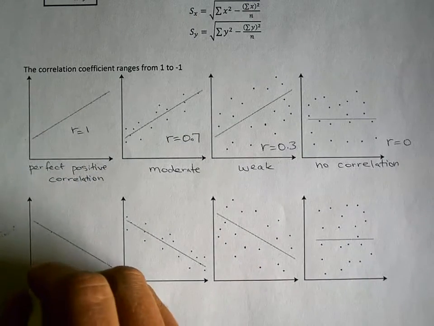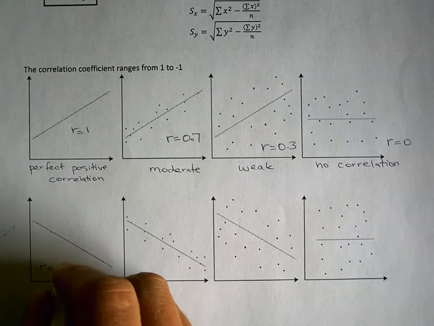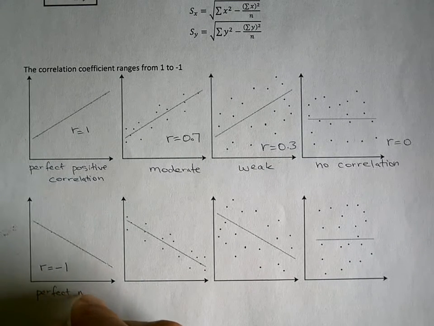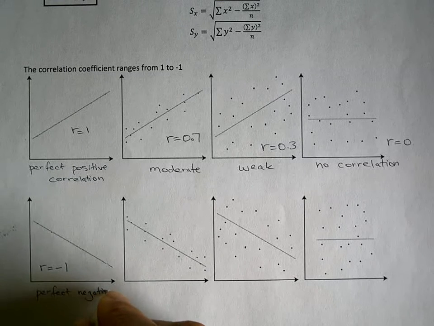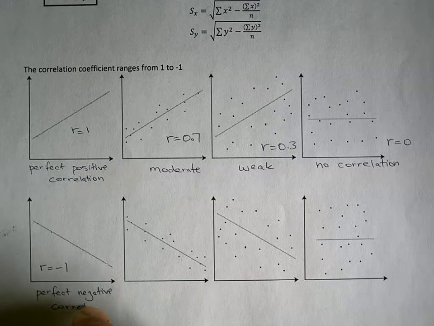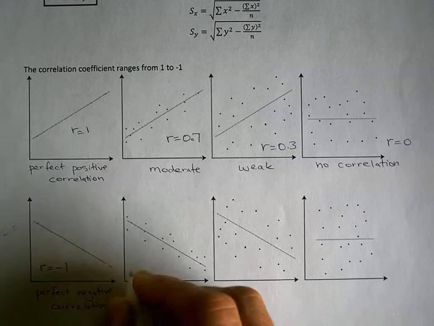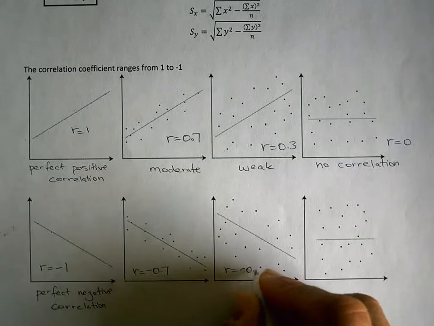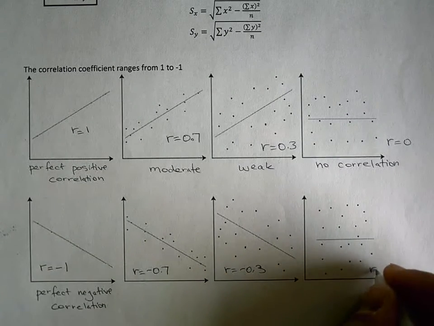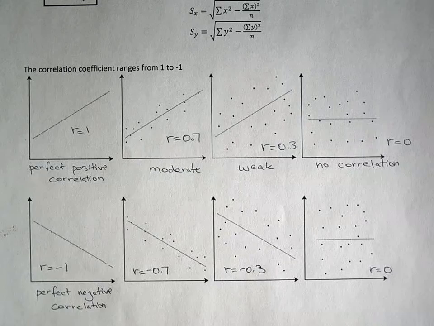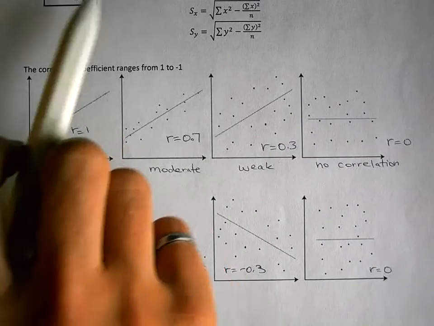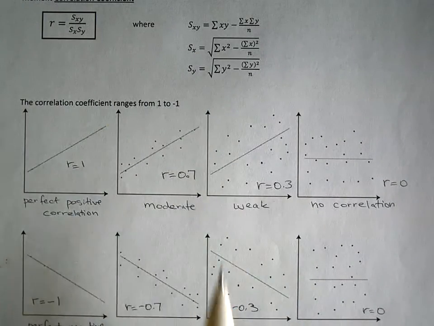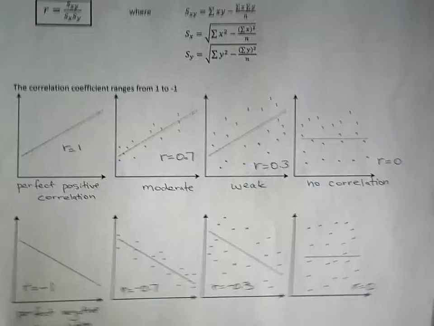Similarly here, remember R can go from -1 to 1, so if R is -1, that's a perfect negative correlation. And then we see the same sort of range. So this is a moderate, this is weak, and this is no correlation here. R equals 0. Remember, the value comes from that formula I showed you up there. That's what your calculator is doing when it spits out the values.